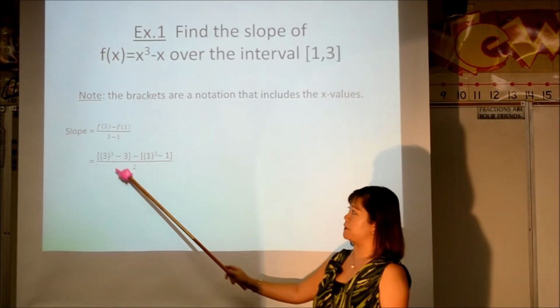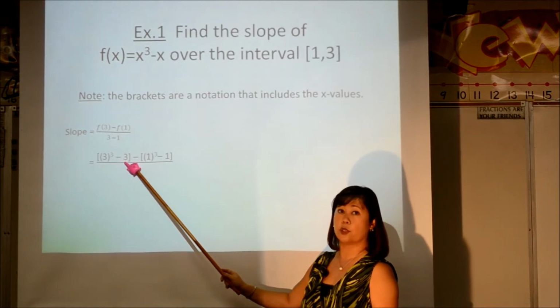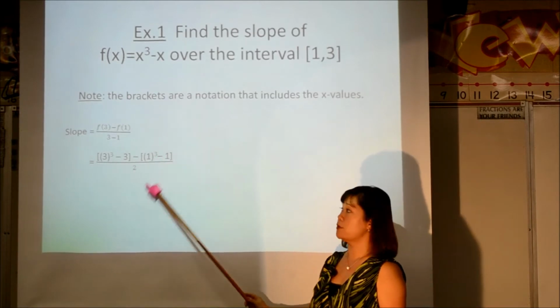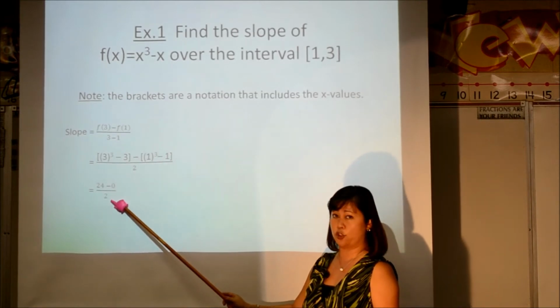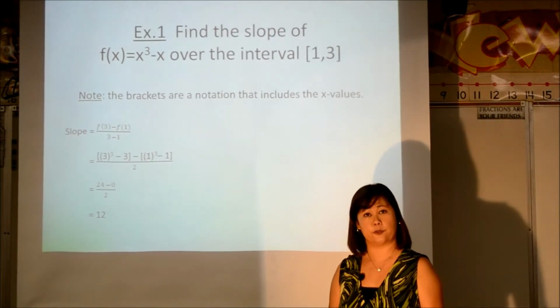So let's go ahead and simplify this. 3 cubed is 27, 27 minus 3 is 24, and then 1 cubed is 1, 1 minus 1 is 0, so we have 24 divided by 2 basically, which simplifies to 12. So that's the final slope for this equation.